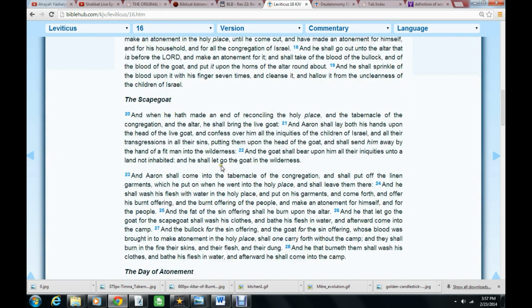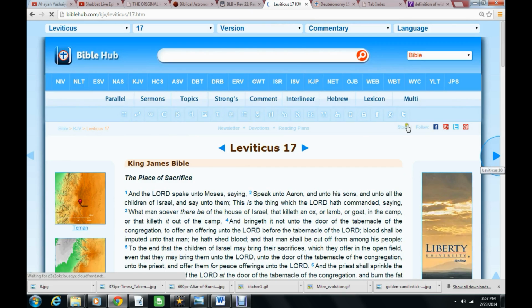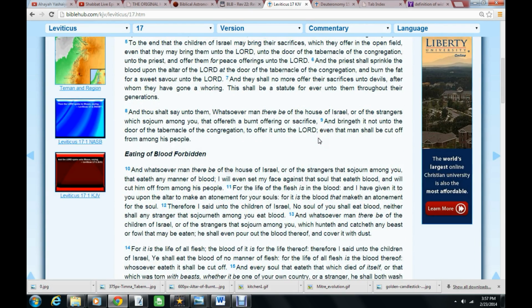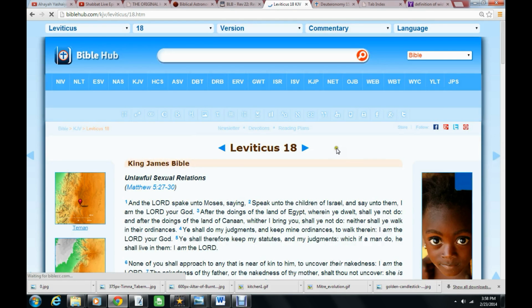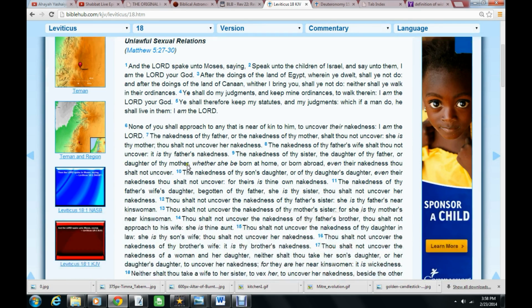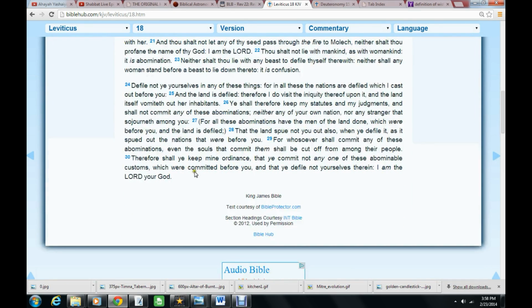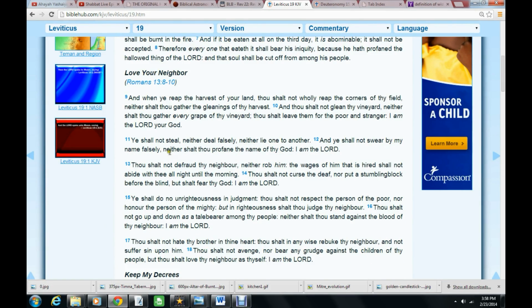Oh, we already read all that. Hold on. The place of sacrifice. Eating of blood forbidden. So this is all about what to eat, how it's supposed to happen. Sexual relations, especially before that date, those times, and who you sleep with. Idolatry forbidden. To love your neighbors.